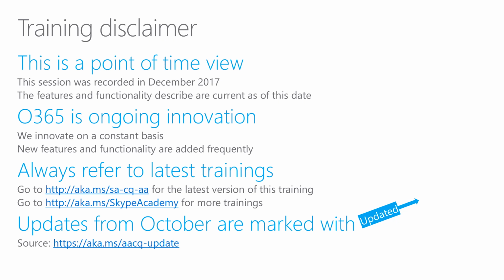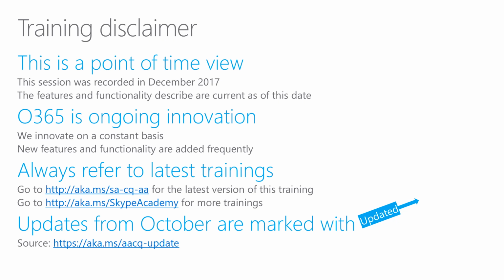Before we start with the training, we do want to give this disclaimer. Note that this is a point of time view. We recorded this training in December 2017 and all the features and functionality you see are current as of this date. Note that Office 365 is ongoing innovation, so we innovate on a constant basis. If you're looking at this training a couple of months after it was recorded, new features might have been added. So always refer to the latest trainings.